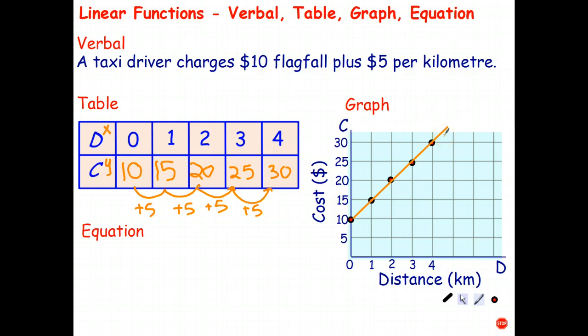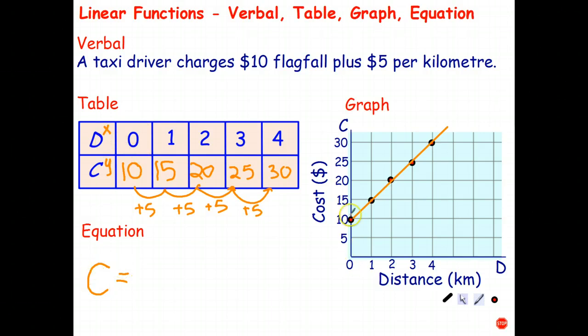Okay, finally, we need to get an equation. So basically the equation is going to be, how do I work out the cost? Whoops, let me undo that. And I have to go back to my writing tool. How do I work out the cost knowing the distance? And it turns out it's actually not too hard once you've got the table drawn to work out the equation.